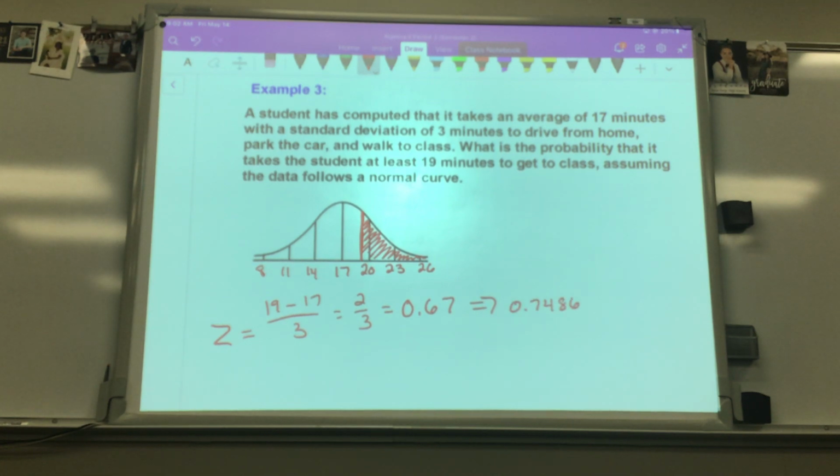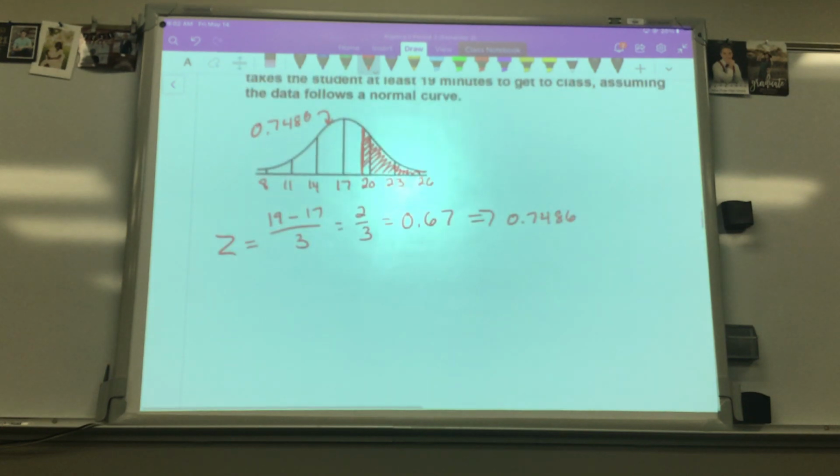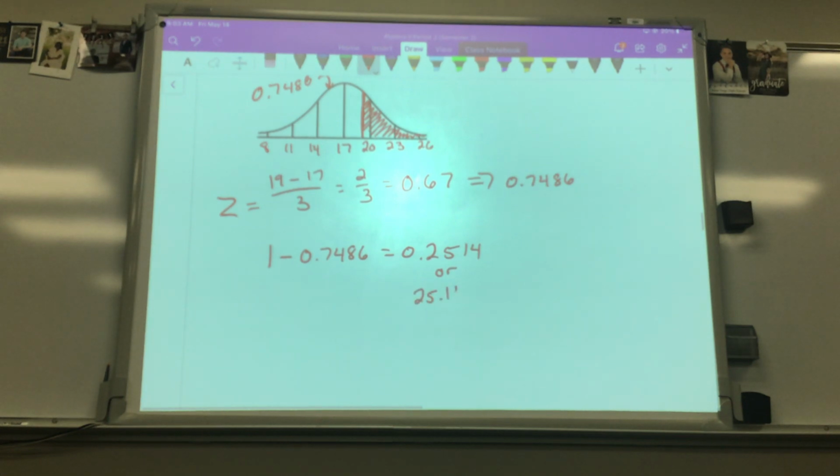Is that the area that I'm looking for, though? No. That's the unshaded area, correct? So what do I do in order to get the shaded area? One minus that. 0.2514. Who's got a calculator? Double check my math. Yep. Okay. Or 25.14%, right?